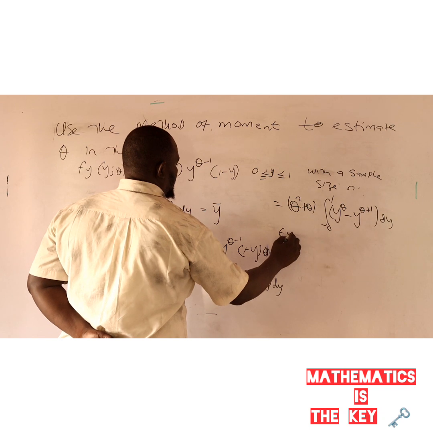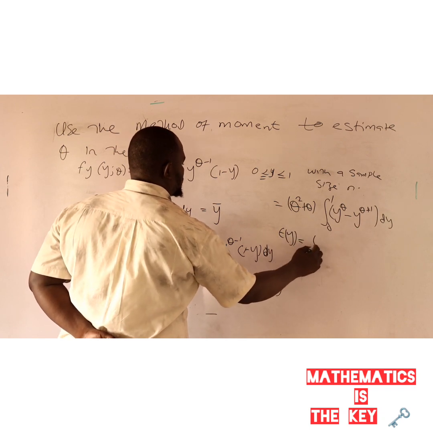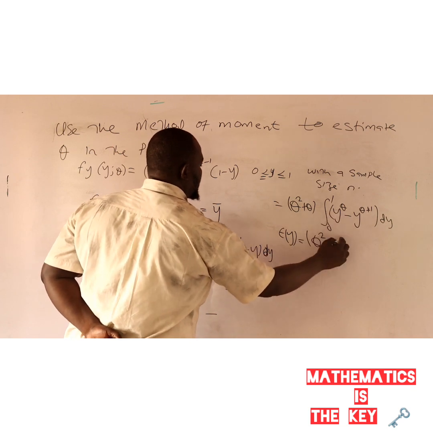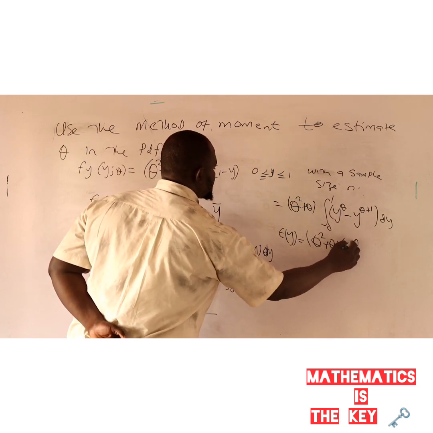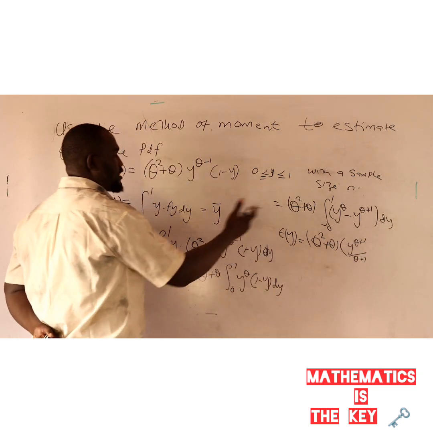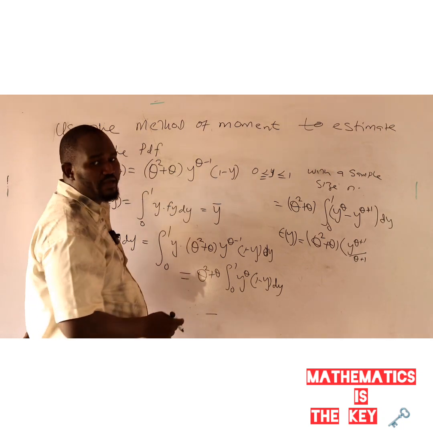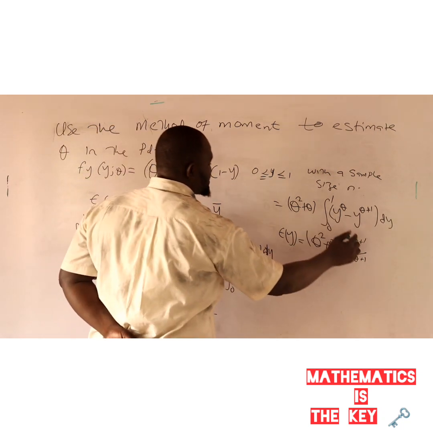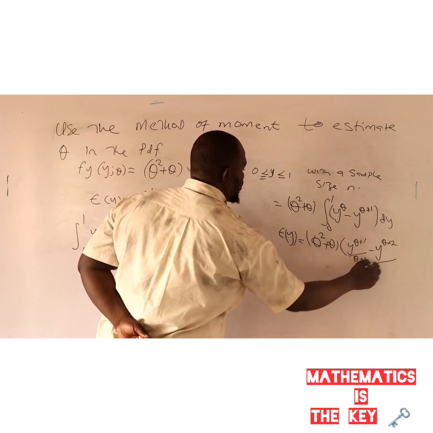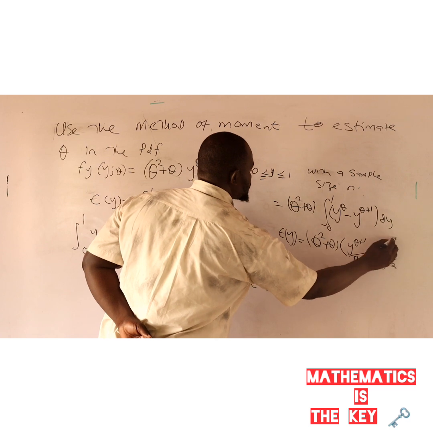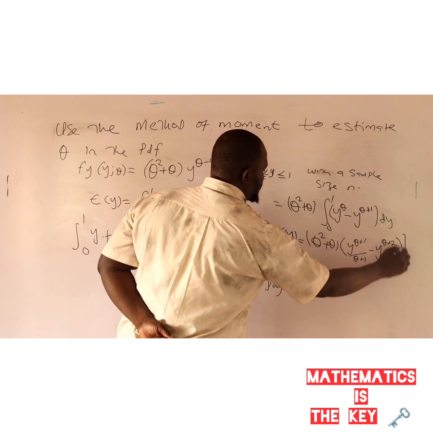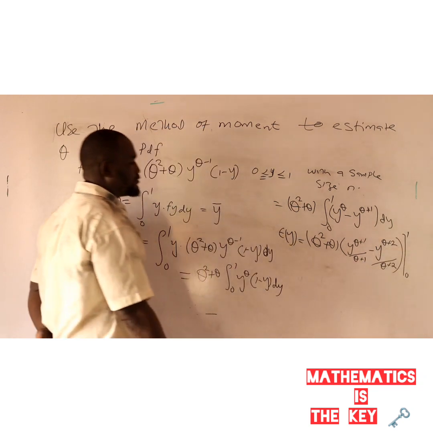So expectation of y is equal to theta square plus theta. The integral of this is going to be y to the power of theta plus 1 all over theta plus 1. Add 1 to the power and divide by the new power. On this side, we'll have minus y to the power of theta plus 2 all over theta plus 2. Add 1 to the power and divide by the new power. Then we put the limit from 0 to 1.